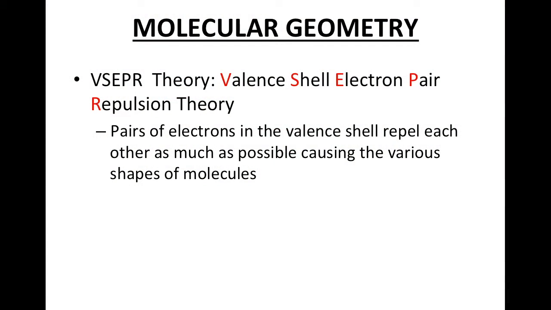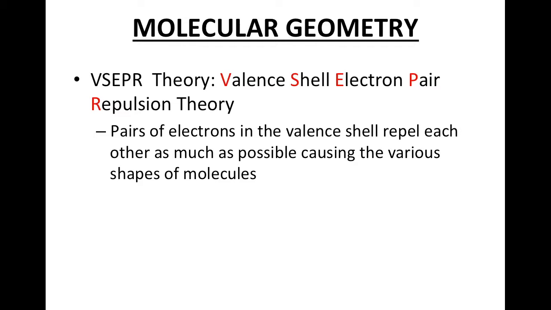So summarizing all of that up, molecular geometry, the shapes of molecules. We use VSEPR theory to determine those shapes. Remember, VSEPR stands for valence shell electron pair repulsion theory, which means pairs of electrons in the valence shell repel each other as much as possible, causing the various shapes of molecules. So those are the shapes.